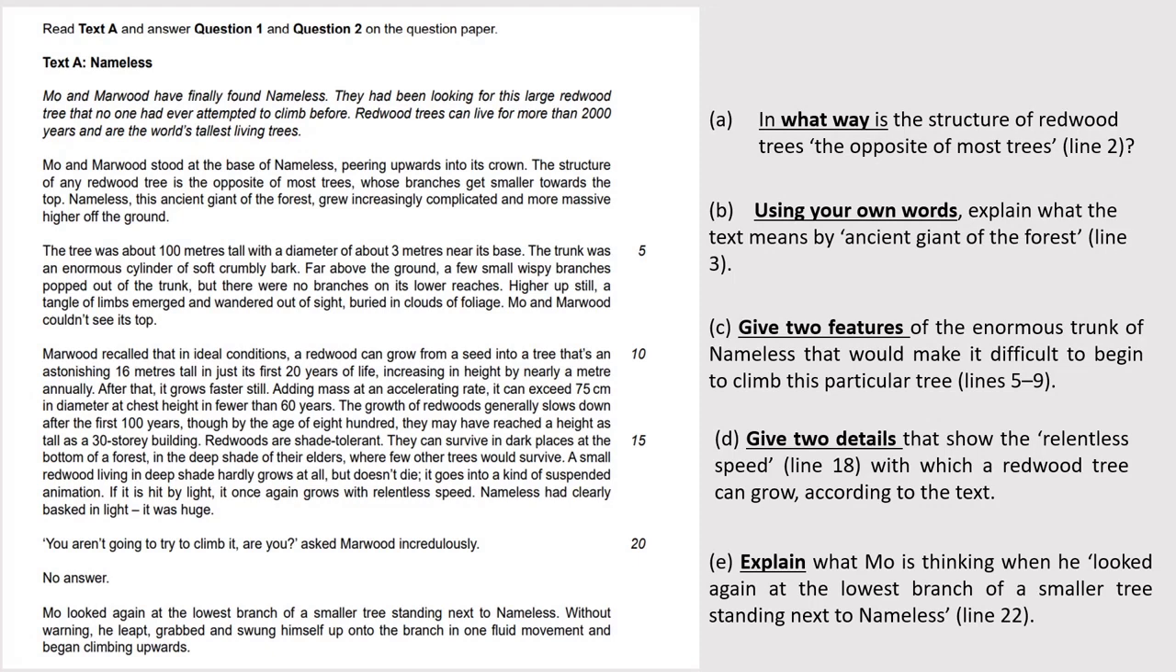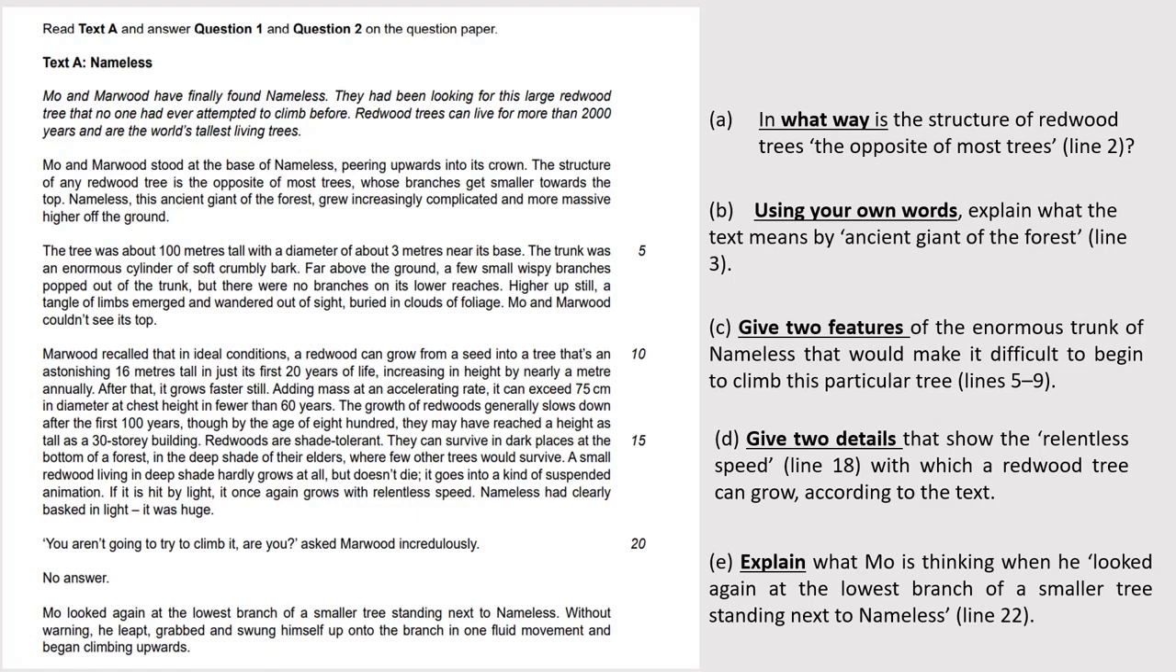They can survive in dark places at the bottom of a forest in the deep shade of their elders, where few other trees would survive. A small redwood living in the deep shade hardly grows at all but does not die. It goes into a kind of suspended animation if it is hit by light. It once again grows with relentless speed. Nameless had clearly basked in light. It was huge. Okay. Then what else? That means I don't think I got my answer here, so I might have to read from above.